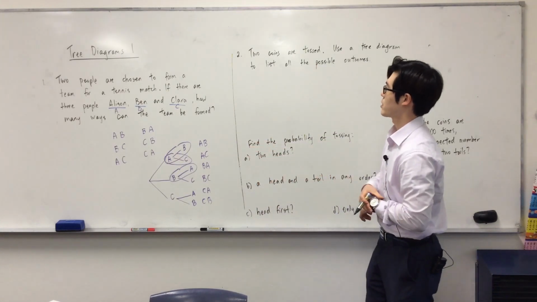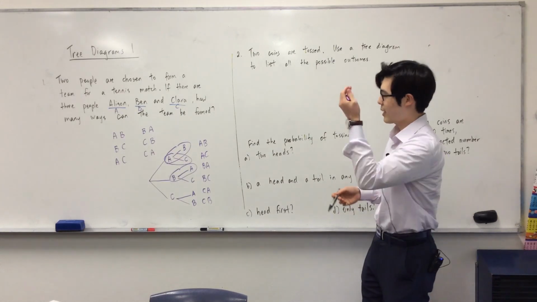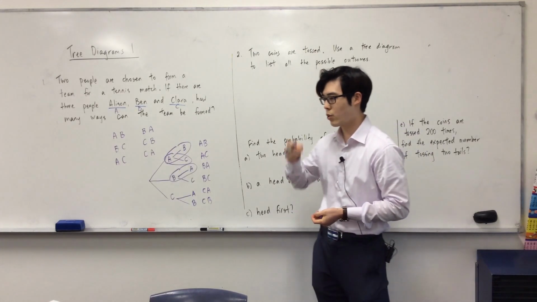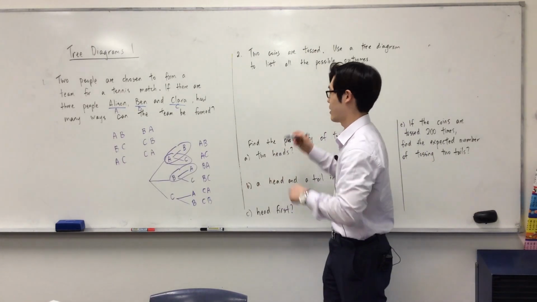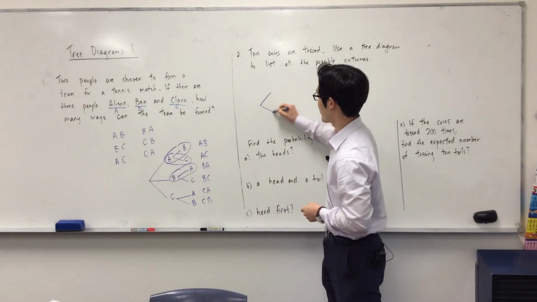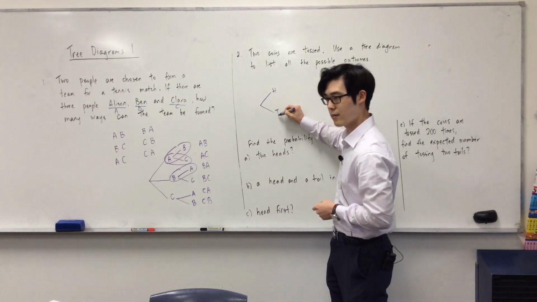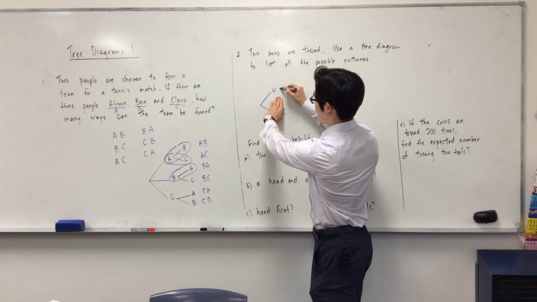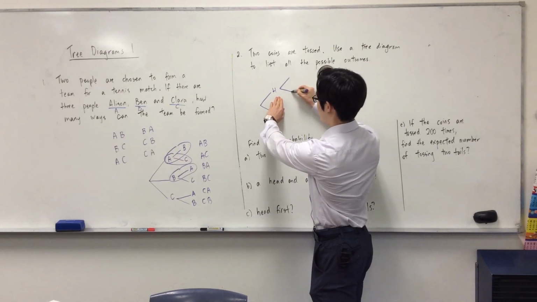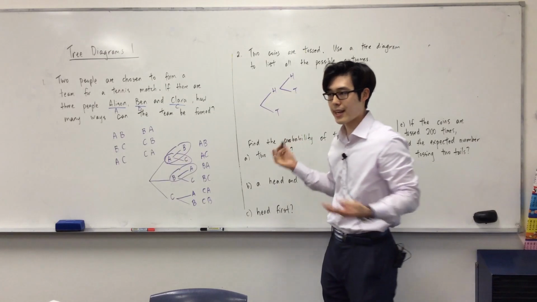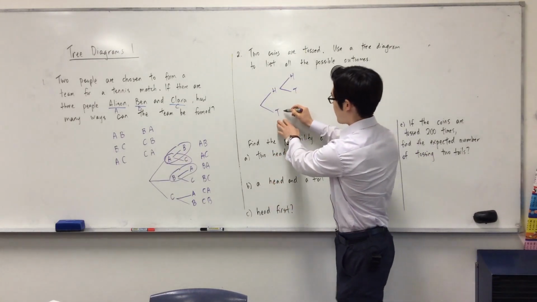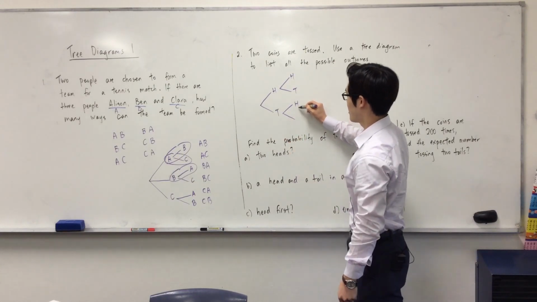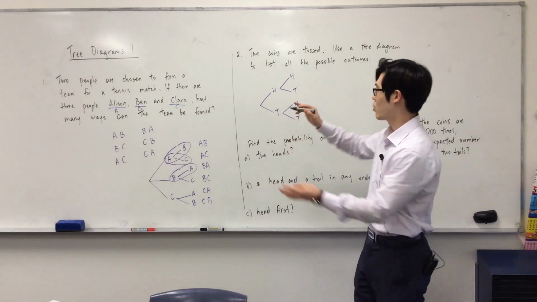Looking at the next question: if two coins are tossed, use a tree diagram to list all the possible outcomes. When we toss a coin, what can we get? Heads and tails. So for our first branch, we can get head or tail. Let's say we got head in my first toss. On my second toss, what can we get again? Heads or tails. Same thing here. If my first toss was tails, for the second toss I can get heads or tails again. So those are all my possible outcomes.